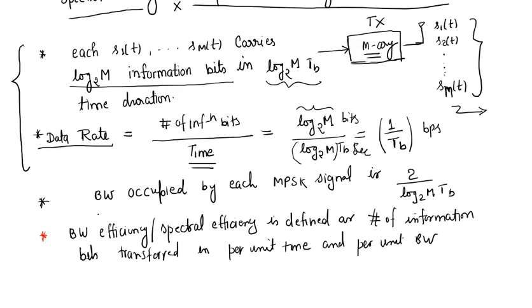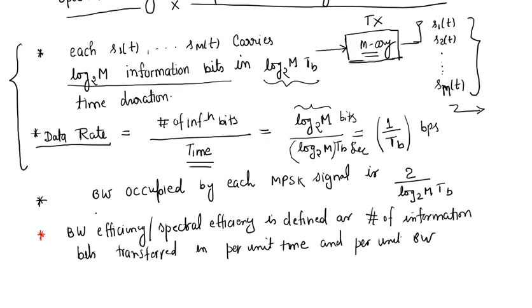And now we want to see what is the bandwidth occupied by this signal. If you remember, the data rate of all the M-ary schemes will be the same, but the bandwidth required will be different for each M-ary scheme. So first start with MPSK, and we have seen that the bandwidth occupied by an MPSK signal is 2 by log2 M Tb, or 2 by N Tb. Therefore bandwidth efficiency is the number of information bits transferred per unit time and per unit bandwidth.